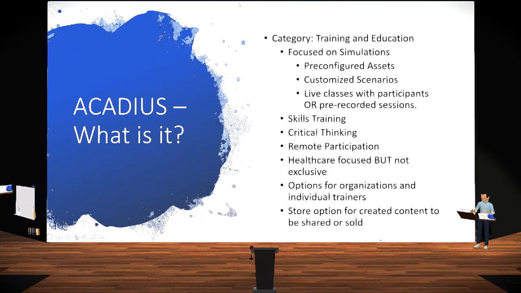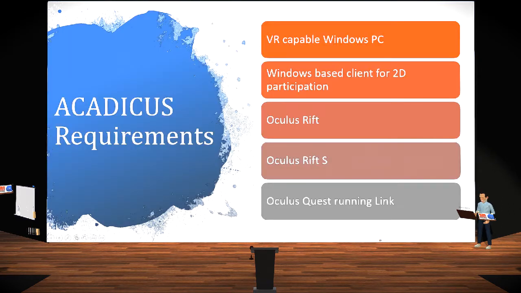You'll see that Acadicus can pretty much develop a scenario or training simulation for just about any industry or any situation. There are options both for larger organizations who may want to use Acadicus and develop whole sets of training material, or for individual trainers who may have a specialty that they want to utilize VR for. And then they give you an option to take that content and make it available to others, either to share or to actually sell if there's that level of interest and value in the topic.